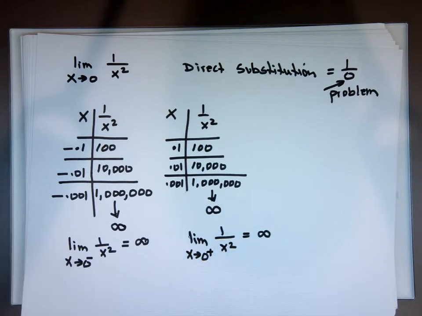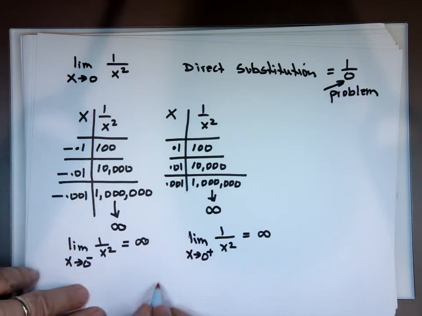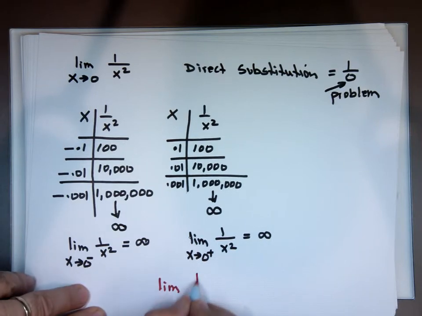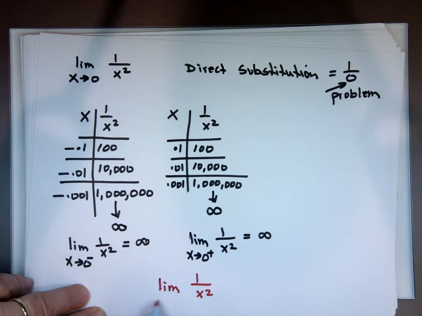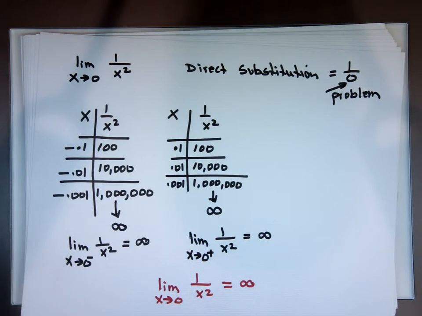Are they equal to each other? There is a limit, and now you write the limit of 1 over x squared as x approaches 0. It no longer does not exist. We go infinity. We have an infinite limit.